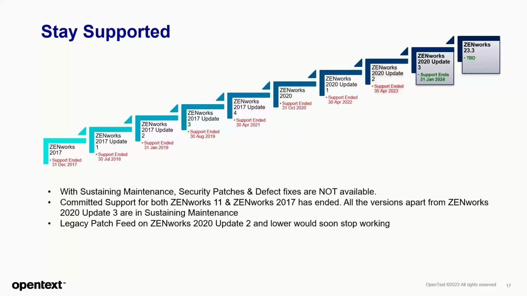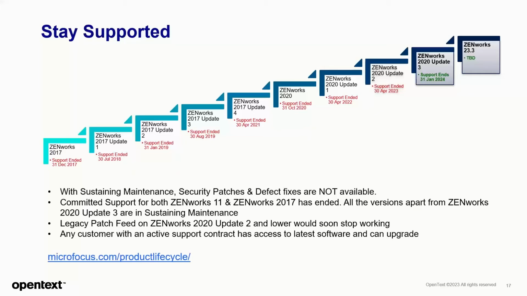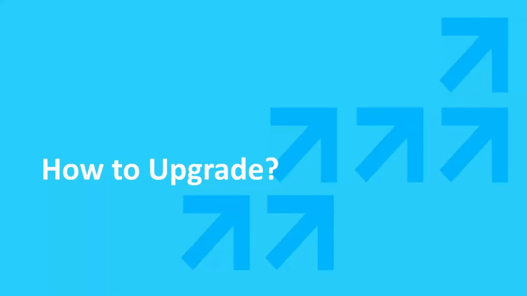As of June 2024, the patch feed present on ZENworks 2020 Update 2 or older versions would stop working. Beyond this date, patch management customers would need to move to ZENworks 2020 Update 3 or later to continue patching their devices. The good thing to know is that any customer with an active support contract has free access to the latest versions of ZENworks and can upgrade their installation to the latest version to get all the support. So if you're ready to upgrade, let's talk about how to upgrade.